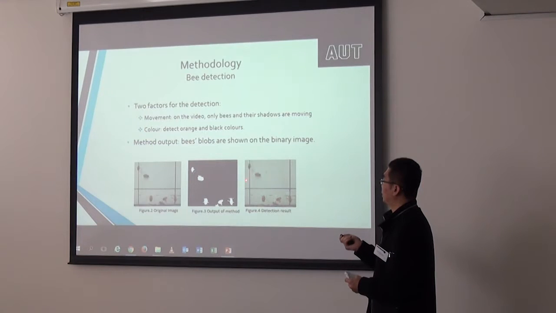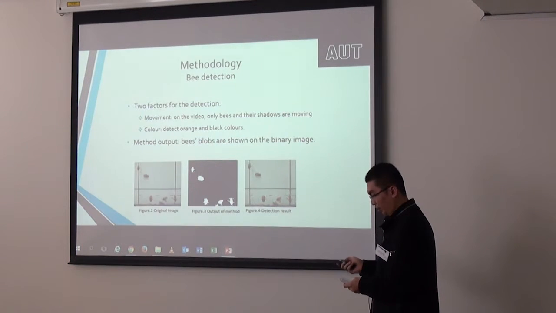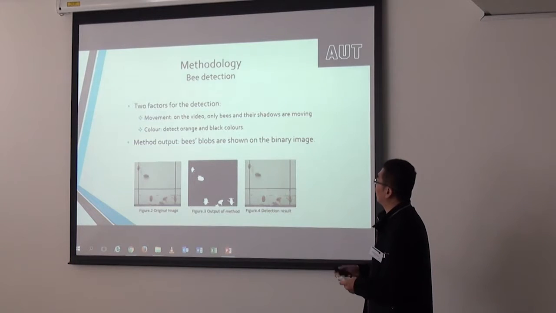Also, you can see I draw a rectangle around the bee's body, which shows the bee detection. I call this rectangle a bounding box. So remember blob and bounding box, I will talk about them later. That's the bee detection.